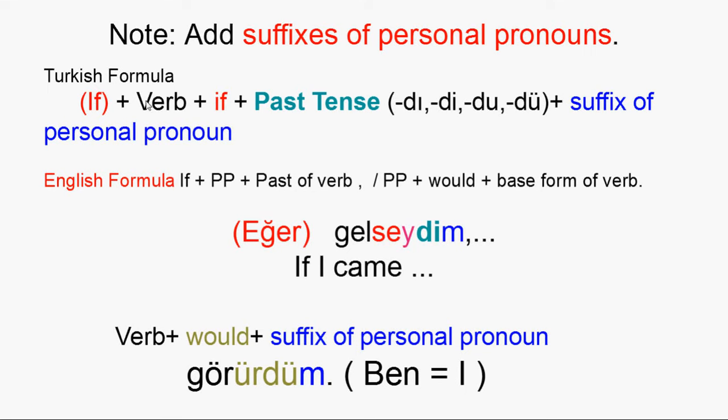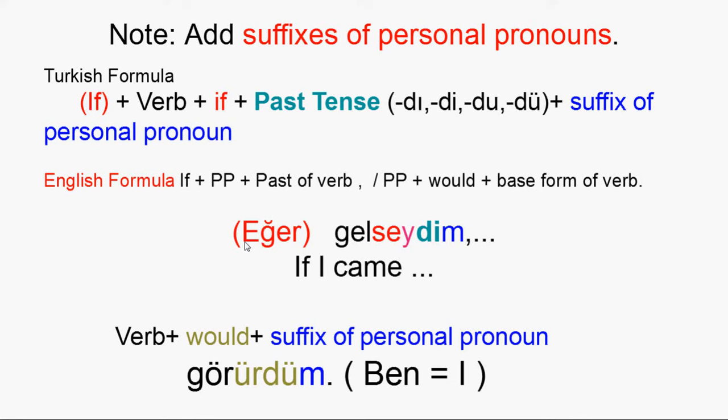In English, I just compare this to make it easier for you. That's why I compare it. So in the English formula, if you remember, it is if, then personal pronoun, then the past form of the verb, and after a comma, the personal pronoun, then would, and then the base form of the verb. So let's see our first example.